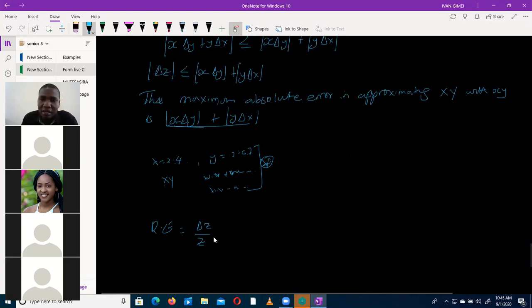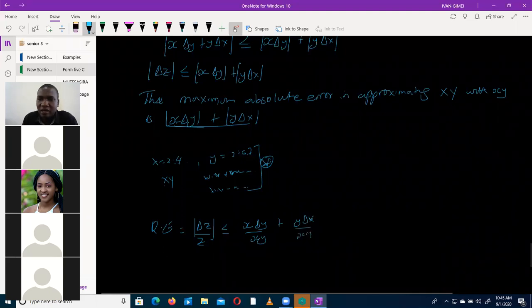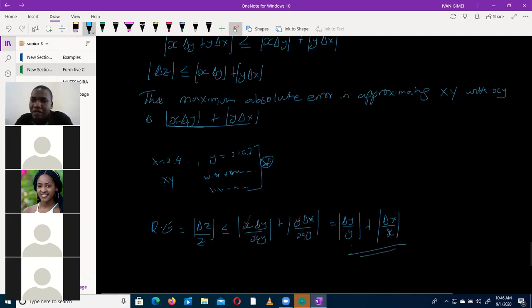So we shall say this, which is less than or equal to x times the error in y divided by xy, plus y times the error in x divided by xy, which are the approximate values. You notice that x and x will cancel, and here y and y will cancel. So I'll end up with my error being equivalent to the modulus of the error in y out of y, plus the modulus of the error in x out of x. This is my relative error. For percentage error, you multiply that by 100%.